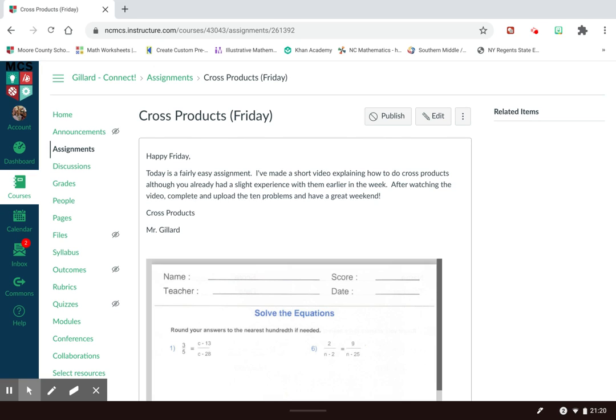It's on cross products, and I'm going to show you briefly how to do these. This is more of a preview assignment for what we're going to do on Monday. So I figured I would start off easy, and then we'll get the work that's a little bit more challenging on Monday. All right, so here we go.